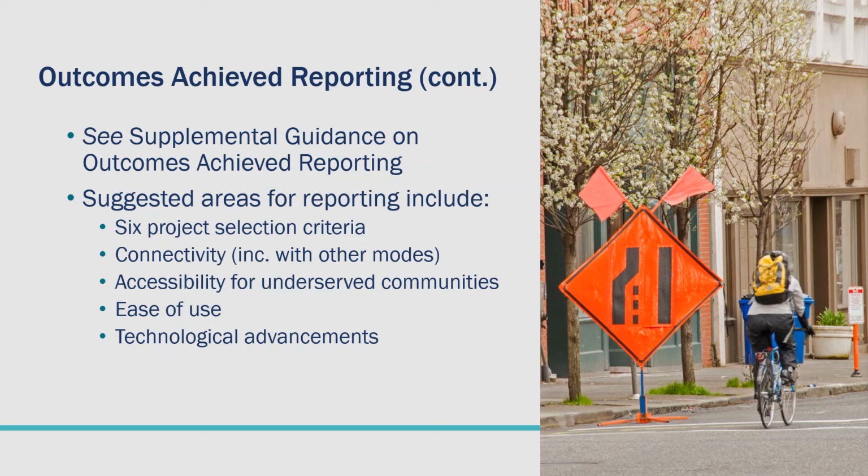Additional suggested topics in that document include topics that were largely derived from the Oregon Public Transportation Plan. So goals within the OPTP include connectivity, including with other modes such as walking and biking, train, other forms of public transportation, accessibility for underserved communities, ease of use of transit, and technological advancements, which we saw a lot of this biennium. There are a lot of recipients who are doing things to develop their data systems and develop technology, both for the benefit of the provider and for the passengers themselves.